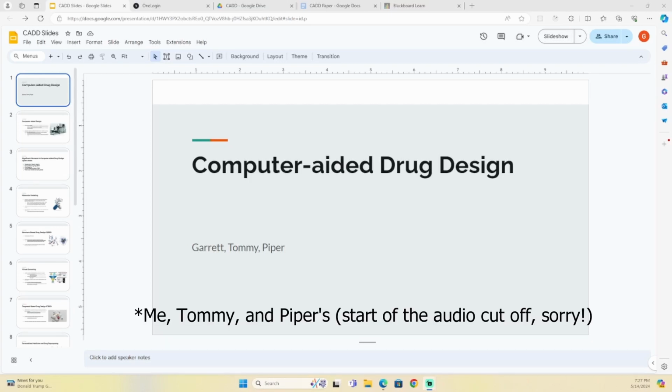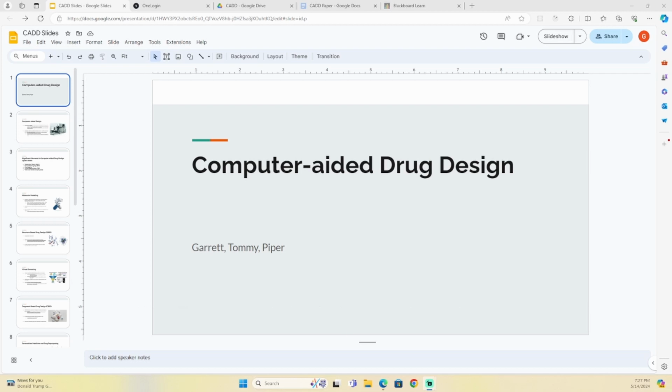Garrett, Tommy, and Piper's computer-aided drug design PowerPoint. So let's get right into it.